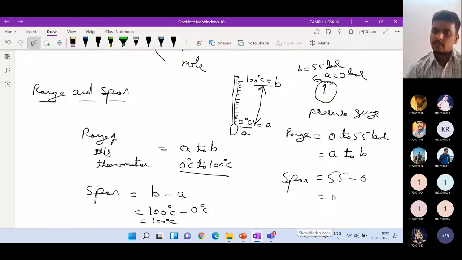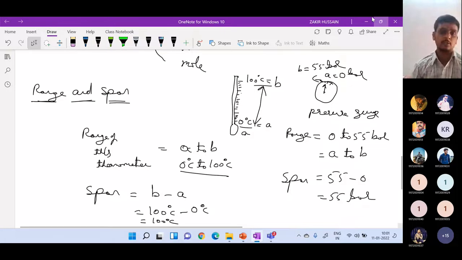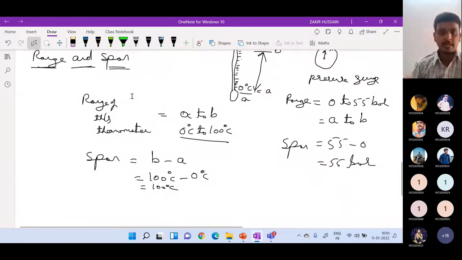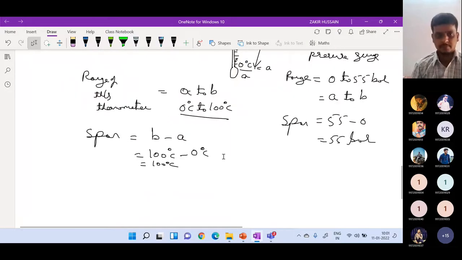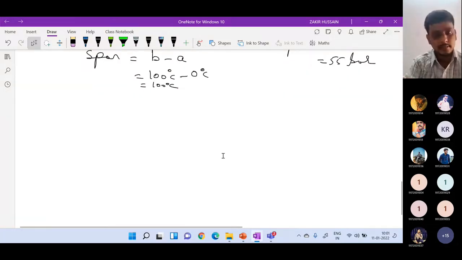55 minus 0 bar is equal to 55 bar, which is the span. So these two quantities, range and span, are very important whenever we are defining the dynamic or static characteristics of an instrument. I hope this range and span is clear for any instrument. Any instrument can be defined in this way. Is that okay? Shall I move to the next one?